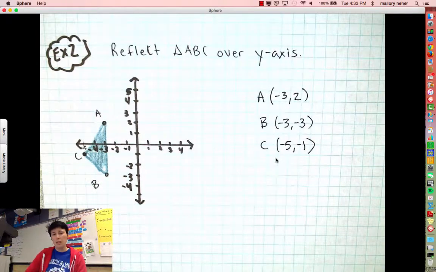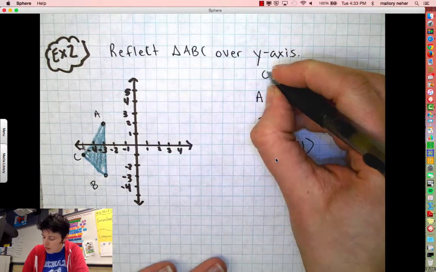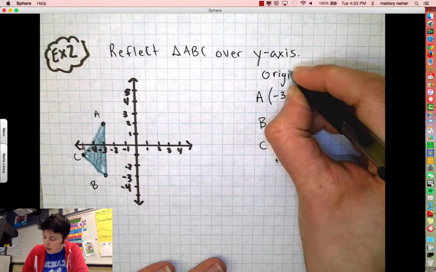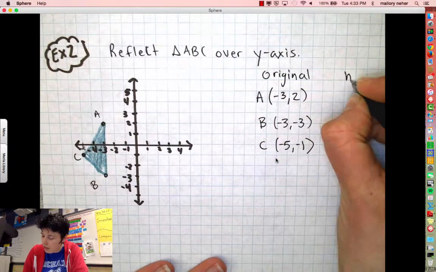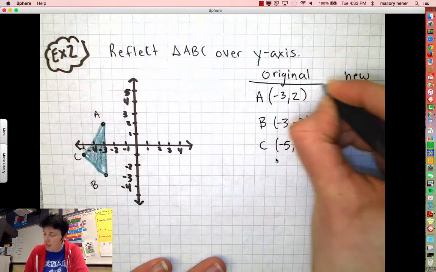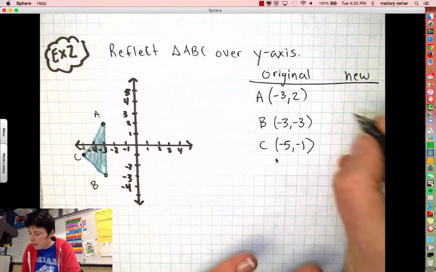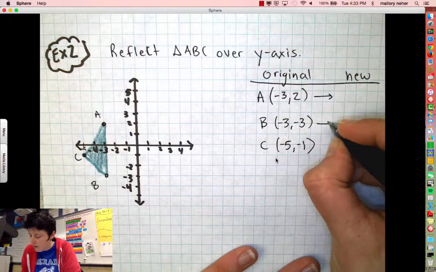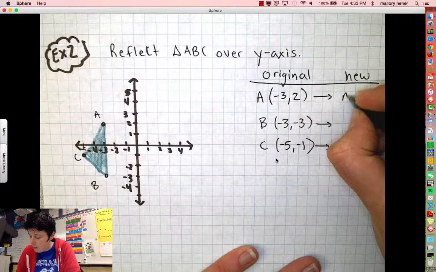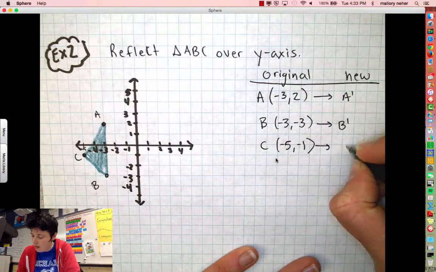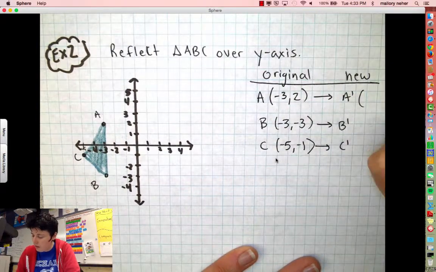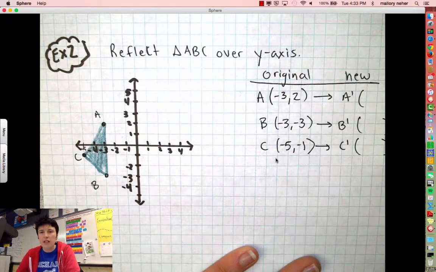Okay, so why don't we label that? Why don't we put that up here? This is the original triangle. And we want to find the new triangle. I just want to have some good labels here. So we're going to find 3 new points, and we're going to rename them A prime, B prime, and C prime. So we can figure out where those are located.